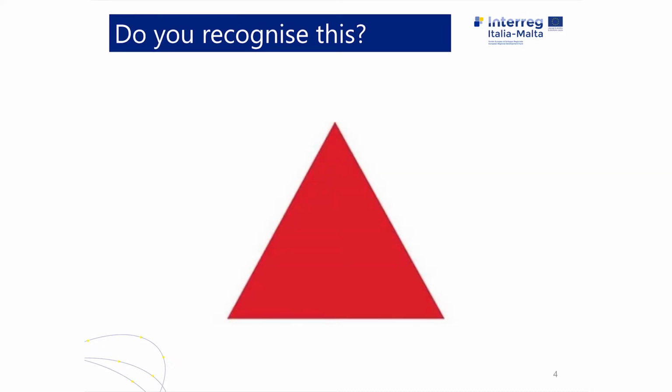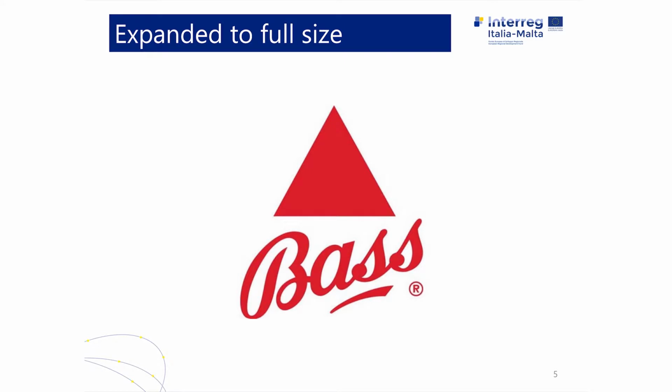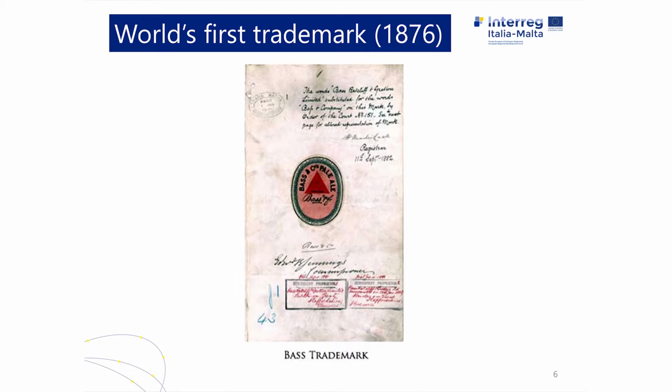Firstly, do you recognize this symbol? Well, actually, it's the symbol of the Bass Beer Company. And believe it or not, this was the world's first registered trademark. And here's the original first trademark from 1876. And so any design can be used as a trademark to help customers recognize the beer, in this particular case, by a simple symbol. And symbols were often used, particularly in the early days, rather than words, simply because at that time, not everybody was able to read and write.